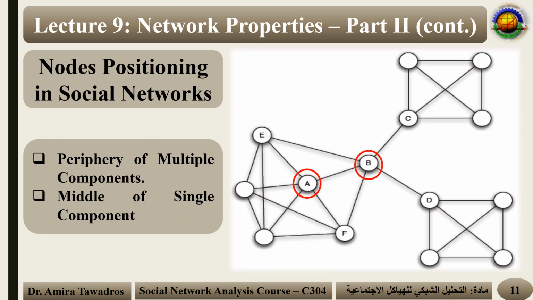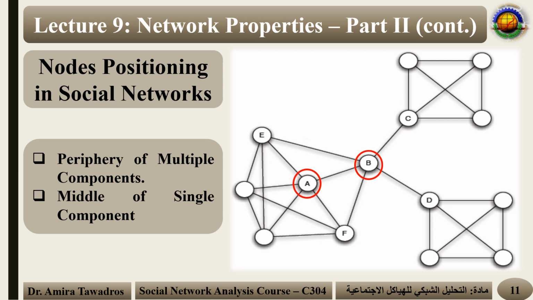After discussing the strong and weak ties, we will now move on to another very important concept in social networks, which is the node's positioning, or the position of the node. While analyzing a social network, we can gain some insights from the positioning of a node within the structure of the overall network. Some nodes may be settled at the periphery of multiple components, while other nodes are located in the middle of a single component.